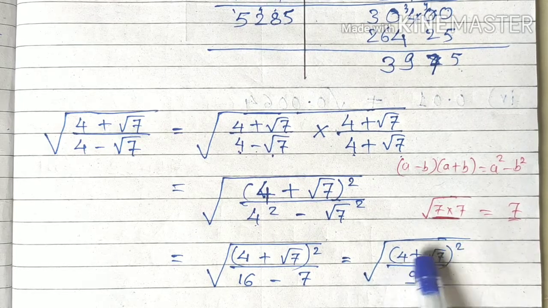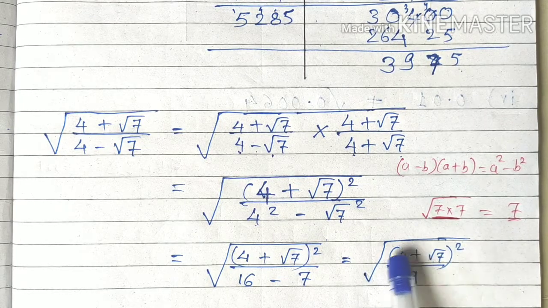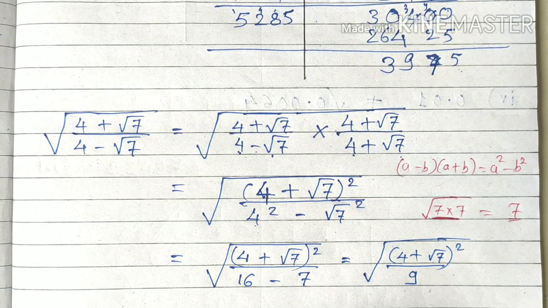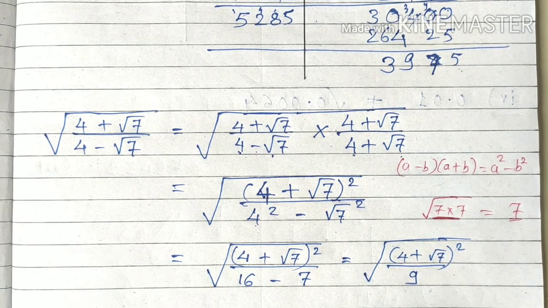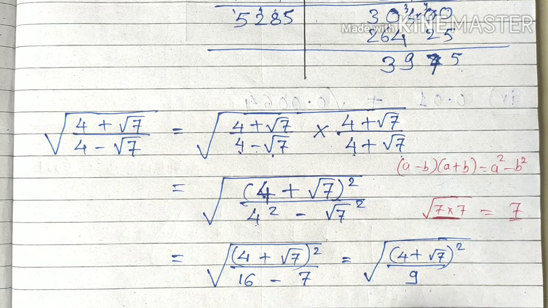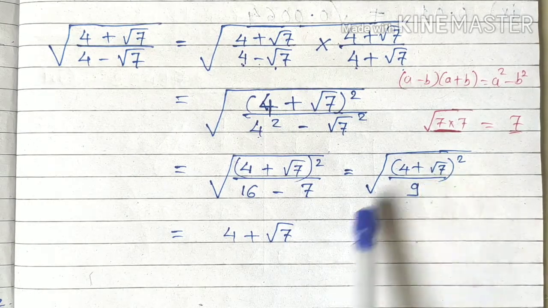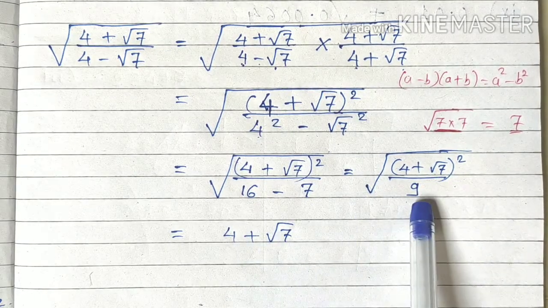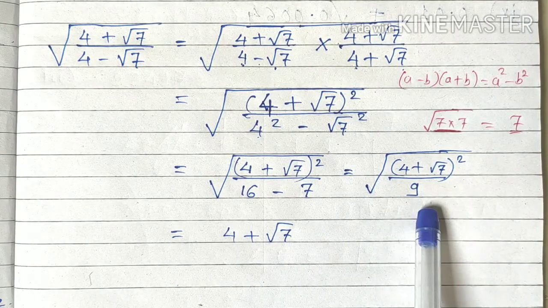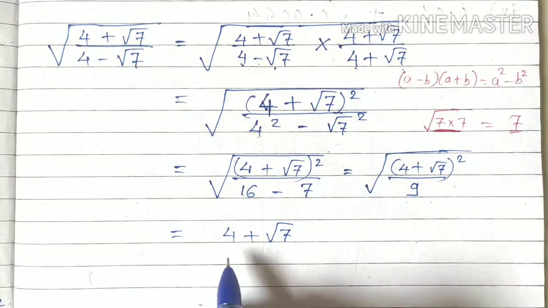So what will happen? 4 plus root 7, 4 plus root 7. One pair of 4 plus root 7 is there, so it means 4 plus root 7 will come out from the root sign because one pair is completed. Therefore 4 plus root 7 will come out from the root sign. And the square root of 9 is 3.